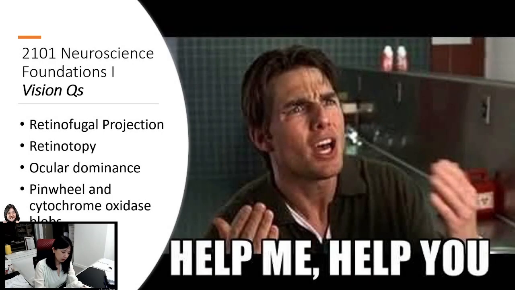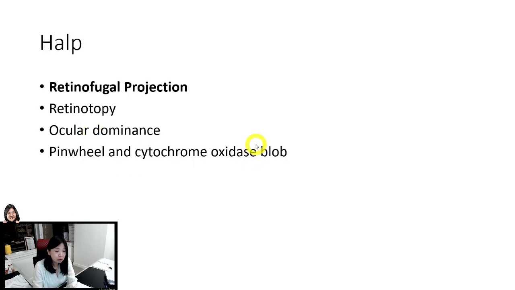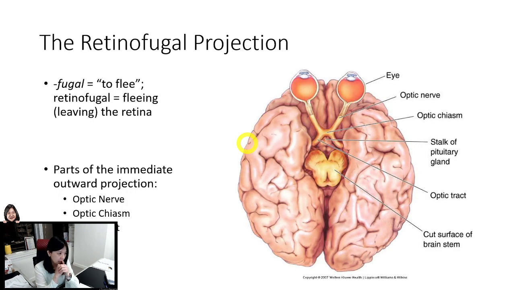Okay. So let's start with the first one. And the first one's quite, in fact, quite straightforward. I literally just got points, so I'm just going to extrapolate in terms of where the problems might be. The first one that I got was retinofugal projection. And this simply refers to tracks immediately leaving the eye.